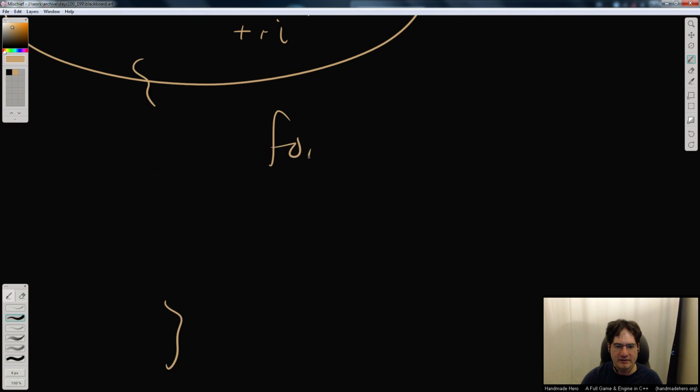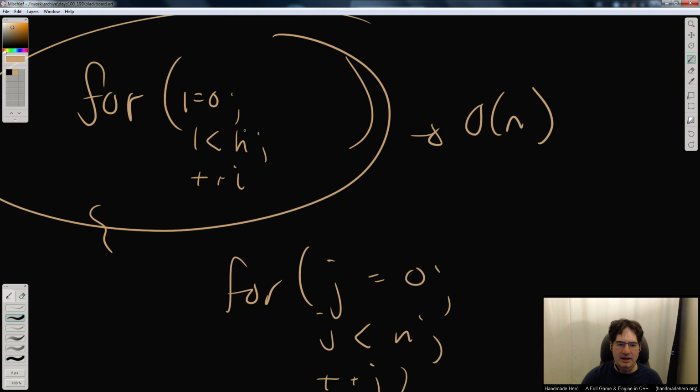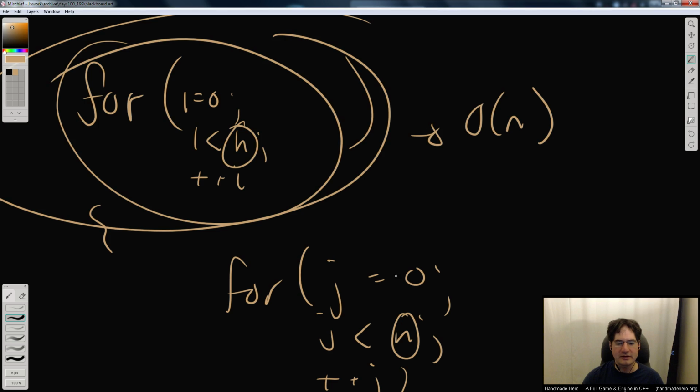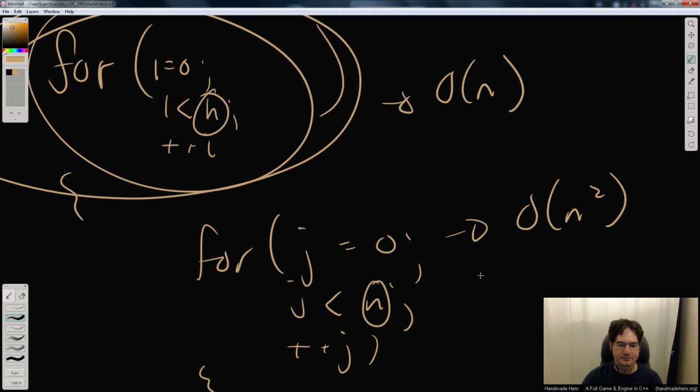What if I do this for j equals 0, j less than n, plus plus j, and now this is where my algorithm takes place. Uh-oh. There's an n loop. This is an n loop, right? Every time I go through this loop, I have to go through all n items again. Suddenly, we've hit n squared, right?